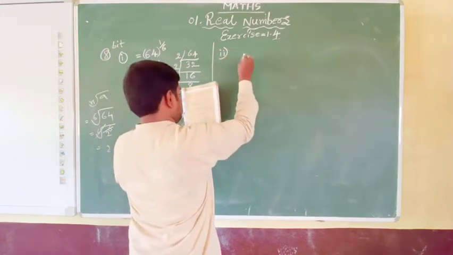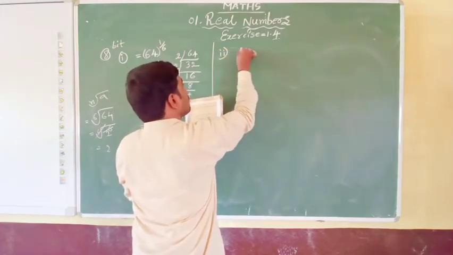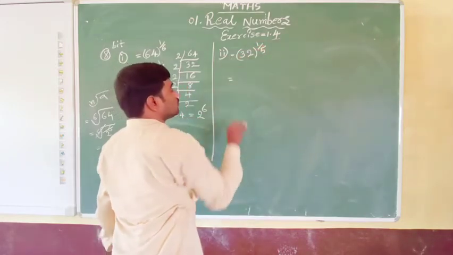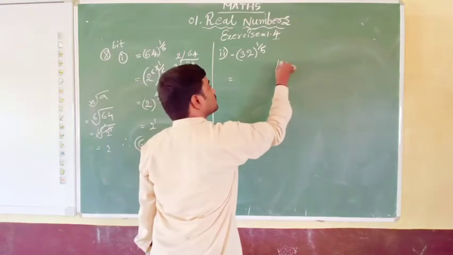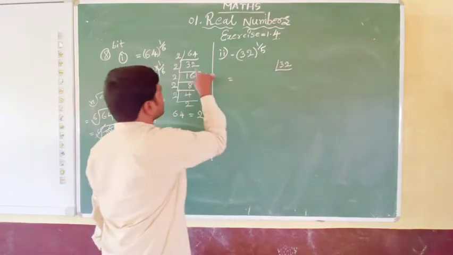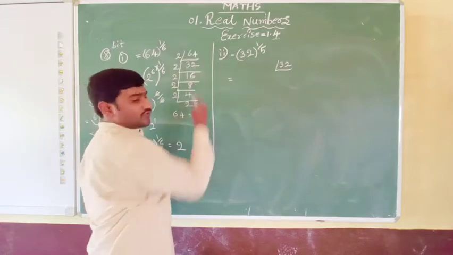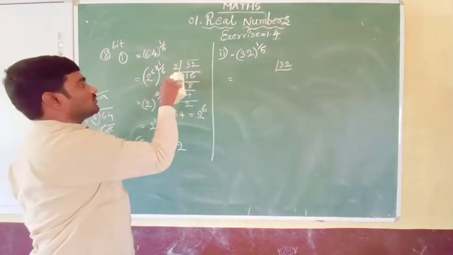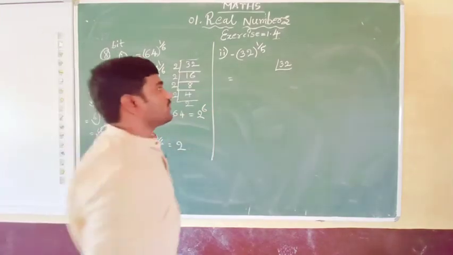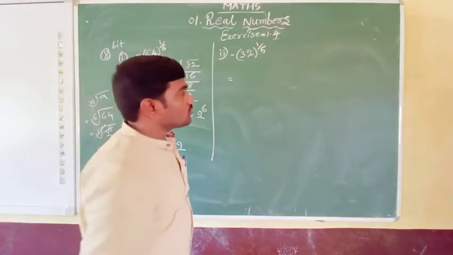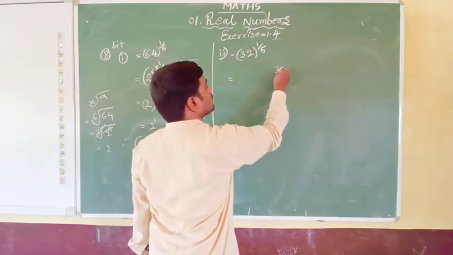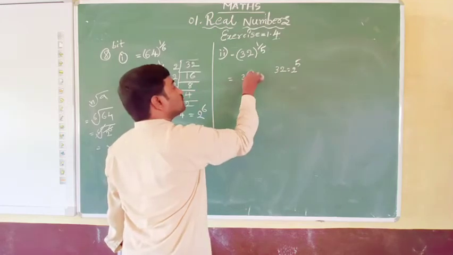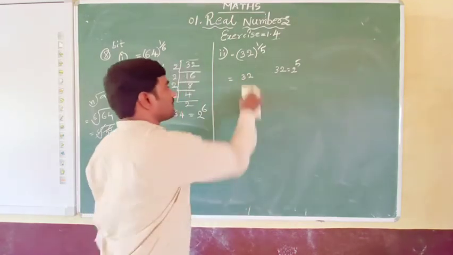Now we go for the second one: 32 whole to the power of 1 by 5. Simple. If you factorize this 32, we have already factorized it. 1, 2, 3, 4, 5. That means 2 to the power of 5 you will get. That 32 is equal to 2 to the power of 5. That is what I will write here. 32 we can write as 2 to the power of 5.